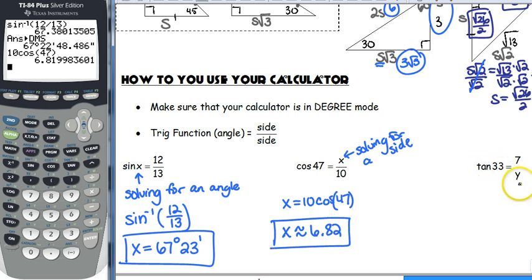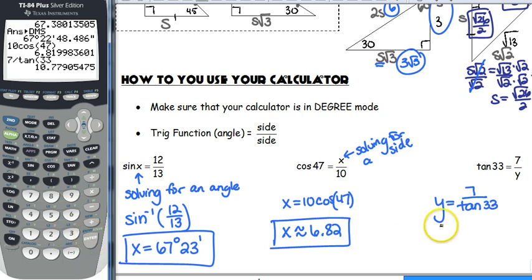And our last one, we've got tangent of 33 is equal to 7 over y. We're solving for a side again, because it's in that ratio side, but this time our side is on the bottom, which means we're going to divide. So y is equal to 7 divided by the tangent of 33. And we go 7 divided by tangent 33. We get that our y is going to be about 10.78 when rounded to the nearest hundredths position.